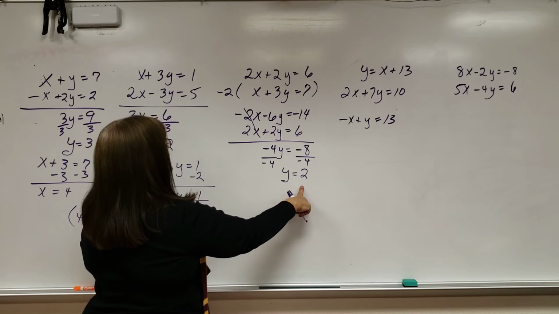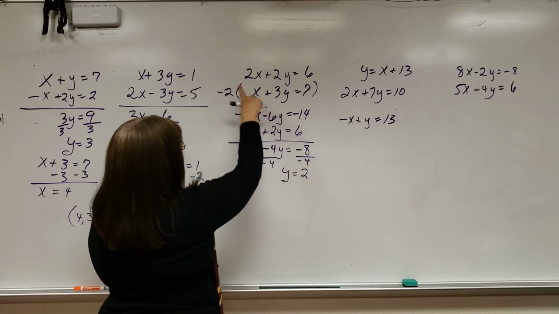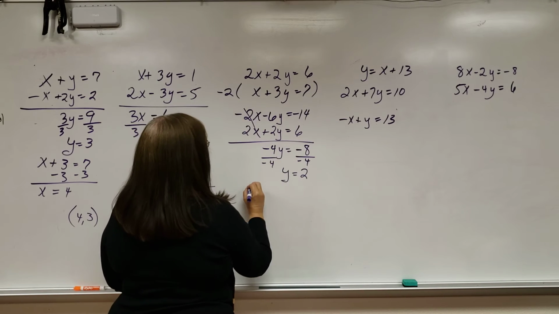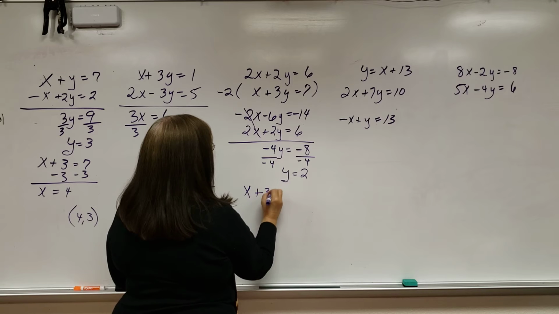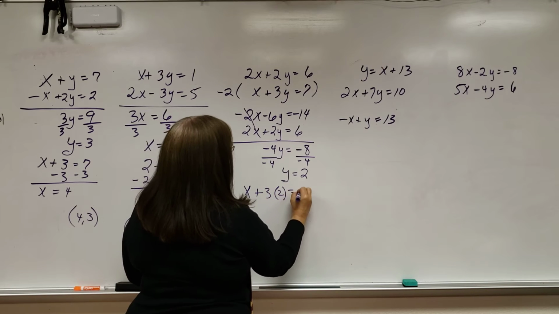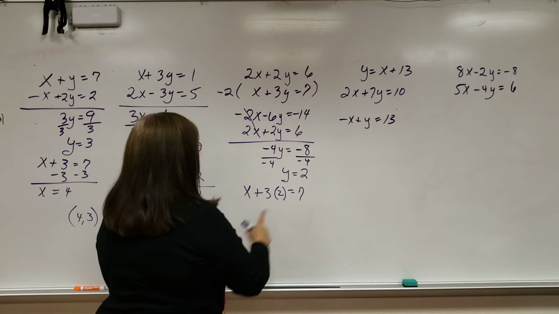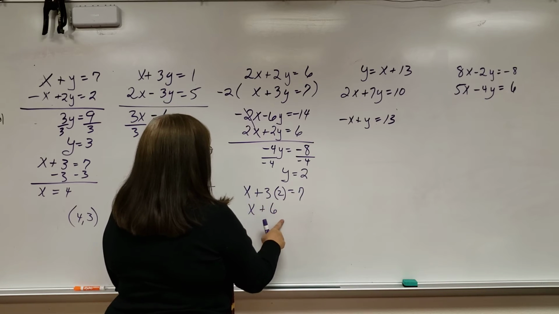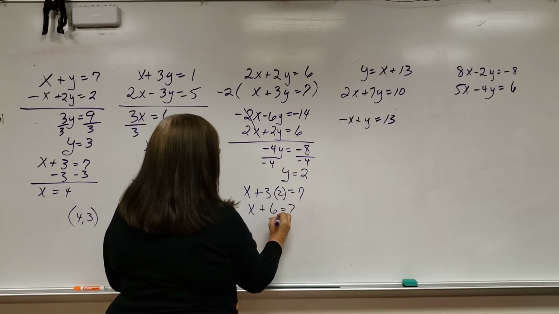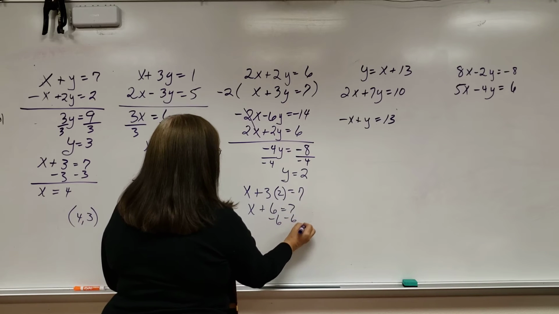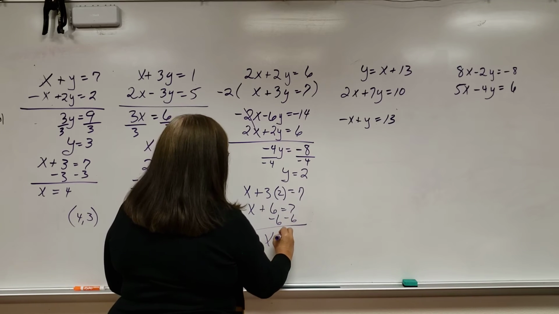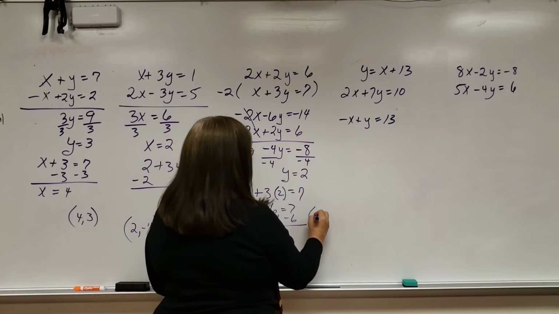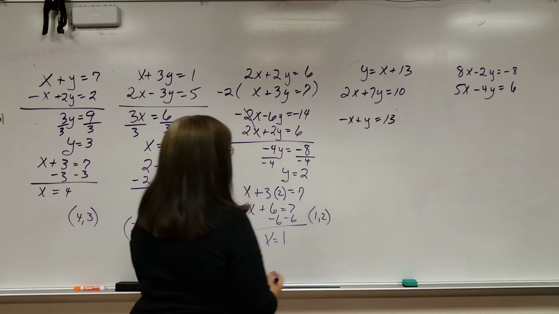Now, I'm going to go ahead and put my 2. It doesn't make any difference. I'm going to go ahead and use this one. So I'm going to have x plus 3 times 2 equals 7. 3 times 2 is 6. So x plus 6 equals 7. Subtracting 6 from both sides, we end up with x equals 1. So the solution to this system is 1, 2.